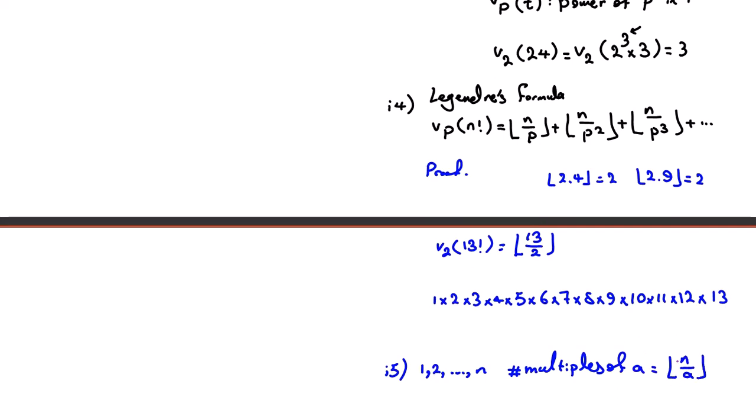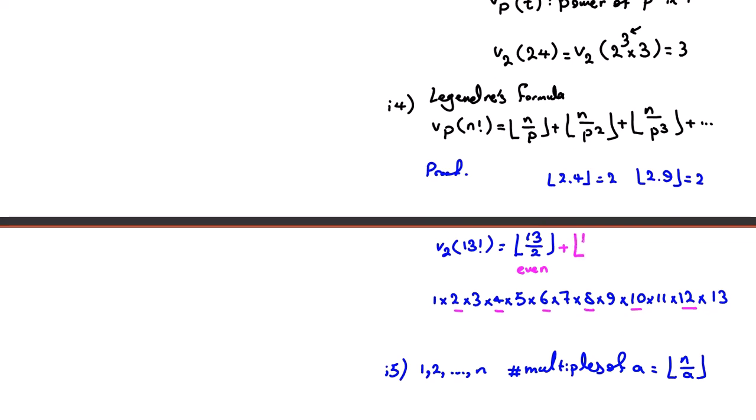Okay, this formula n over a, so 13 over 2 will be what? Even numbers. 13 over 2 is 6.5. Floor of that is 6. So how many even numbers? 1, 2, 3, 4, 5, 6. It is calculating even numbers.